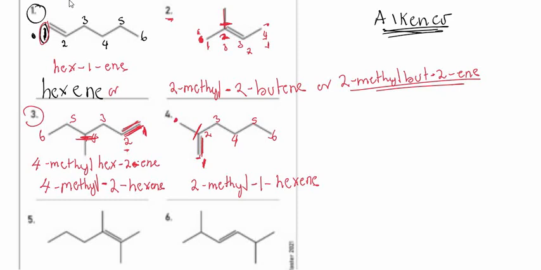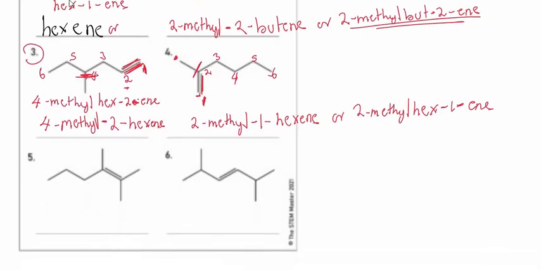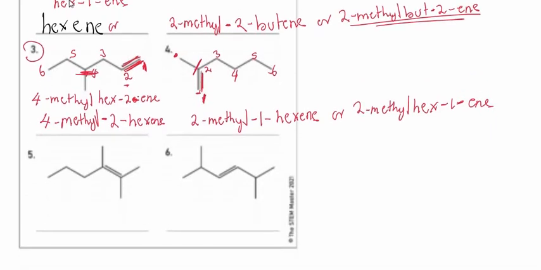Or if you feel like you don't want to write like that, you can just write it like this: 2-methyl, then hex, 1, in, like that. Simple and straightforward. Okay, now let's look at this one, which is this part here.